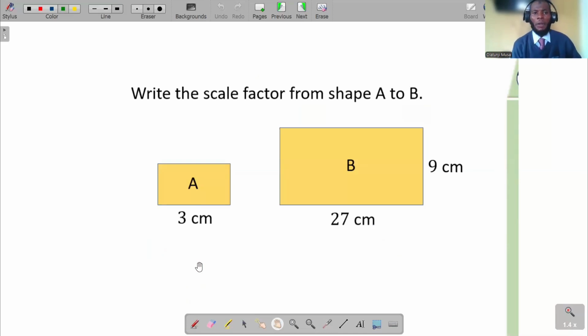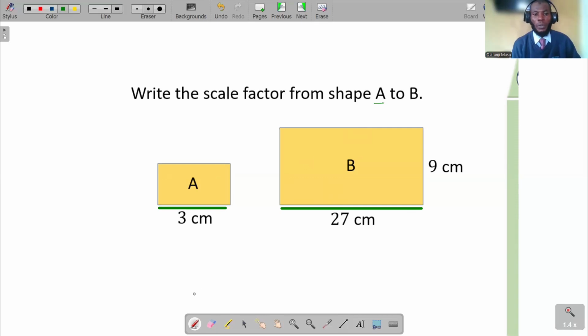Write the scale factor from shape A to B. First, we need to find the corresponding sides of these two shapes, A and B. These and these are corresponding sides. One thing we need to note here is A to B. That means A is our real object, while B is the image.